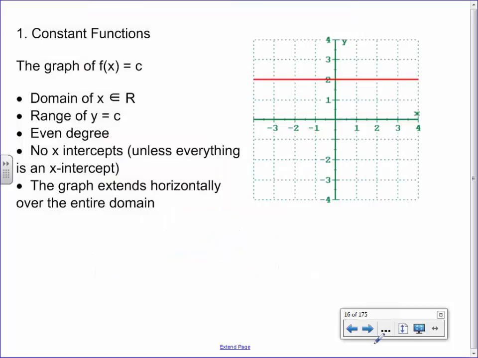Okay, so my next bunch of slides are basically just walking you through the patterns for how all of these polynomial graphs work. So here's the first one. This is a constant function graph. What is the degree of this graph?